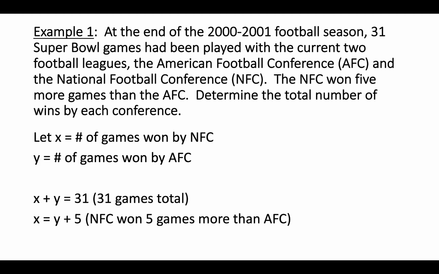So our variables will be what we're looking for, how many wins by each conference. So let x equal number of games won by NFC, and y equal number of games won by AFC. There's a total of 31 games, so x plus y equals 31. The NFC won 5 games more than AFC, so the number of games they won, x, is 5 more than the number of games won by the AFC, y, so x equals y plus 5.